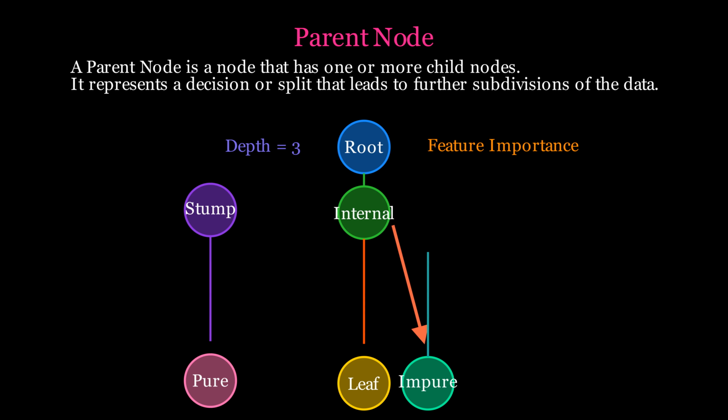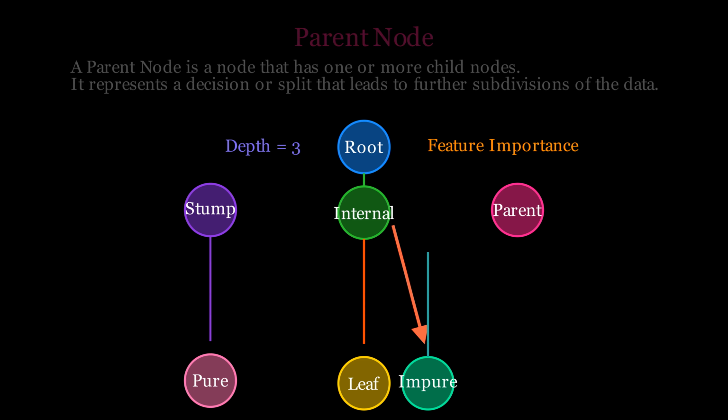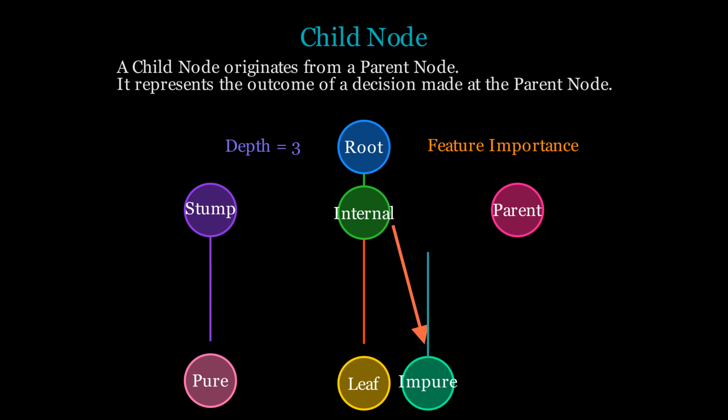Parent node. A parent node is a node that has one or more child nodes. It represents a decision or split that leads to further subdivisions of the data. Child node. A child node originates from a parent node. It represents the outcome of a decision made at the parent node.